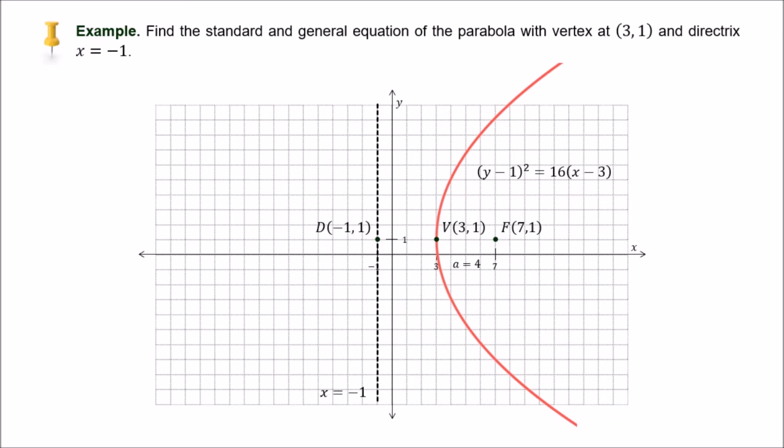Expanding the solution to get the general equation, we'll have y squared minus 2y plus 1 equals 16x minus 48. Make the necessary algebraic operations, then we'll have y squared minus 16x minus 2y plus 49 equals 0. This is the general equation for this particular parabola.